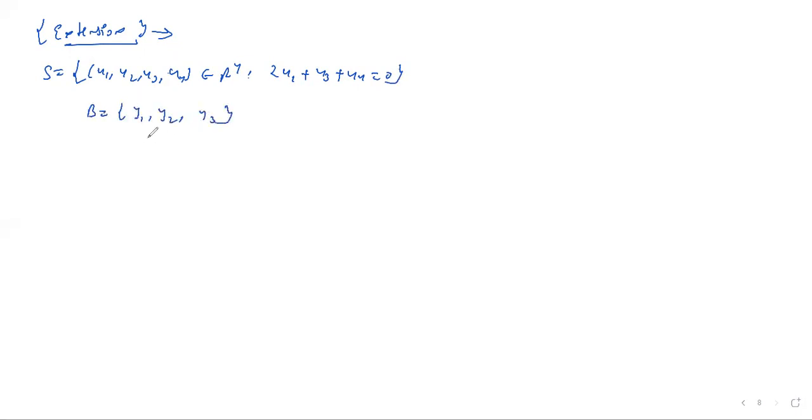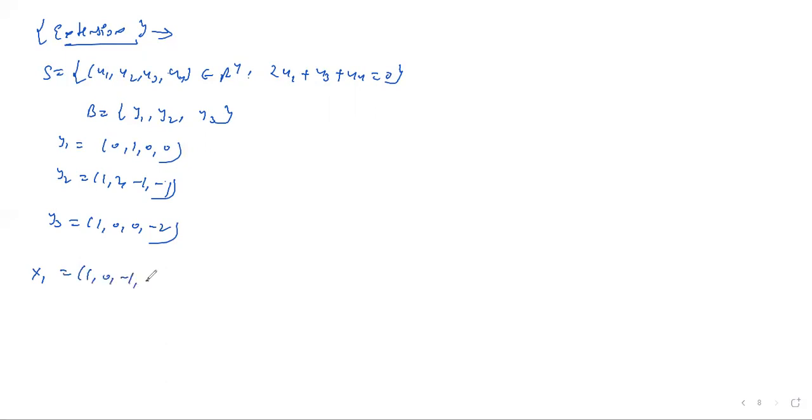These are the three basis vectors that I have: y1 = (0, 1, 0, 0), y2 = (1, 2, -1, -1), and y3 = (1, 0, 0, -2). And there is one vector x1 = (1, 0, -1, -1), which is a linearly independent subset of S. All I know about this vector is that it is a linearly independent subset of S, and these are the basis vectors of S.